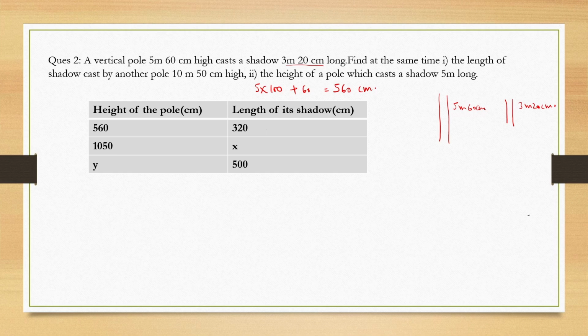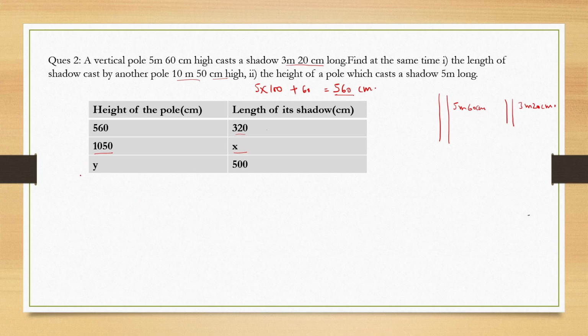We will multiply by 100, since 1 meter equal to 100 centimeter. So in this way we find 560 centimeter. This one is 320 and this one is 1050, in centimeter. Find at the same time the length of the shadow cast by another pole which is 10 meter 50 centimeter high. So now we have to find out the length of the shadow.